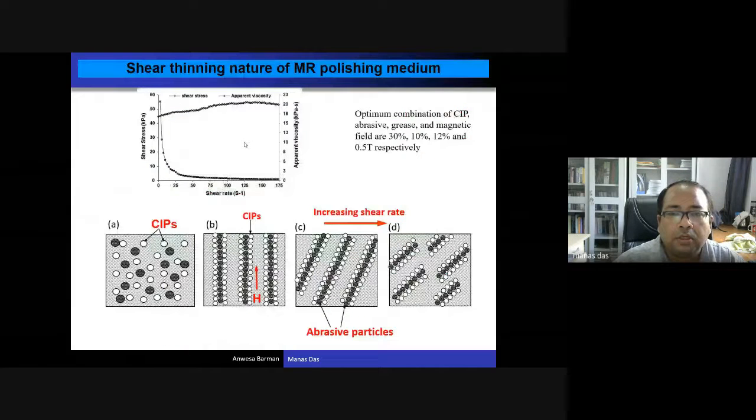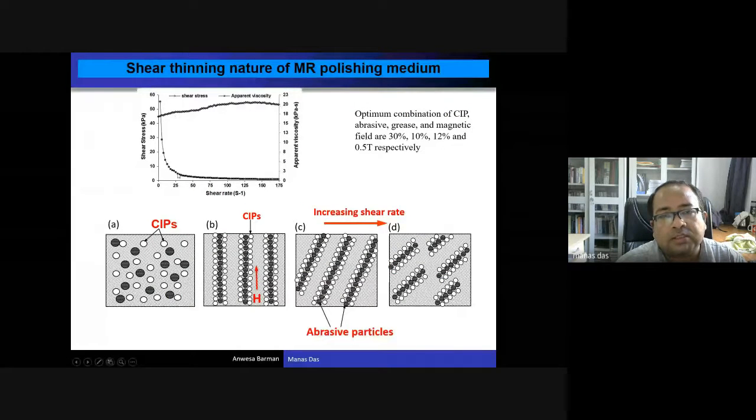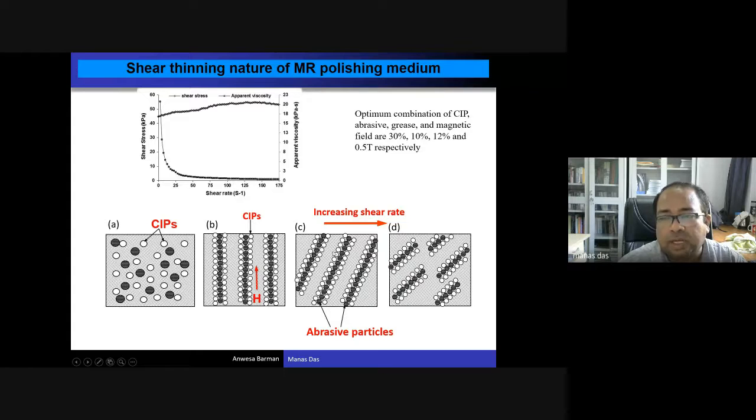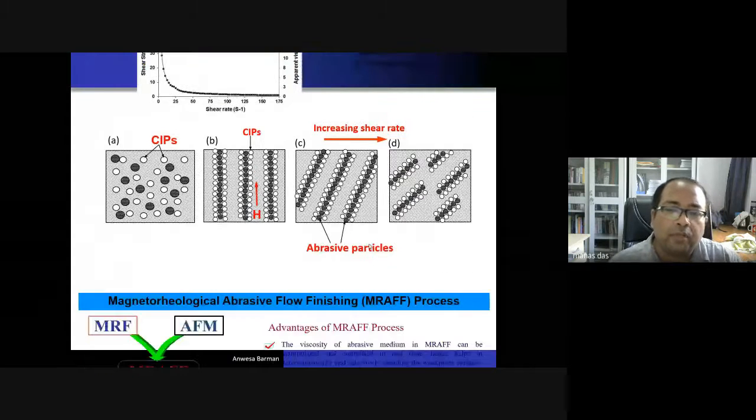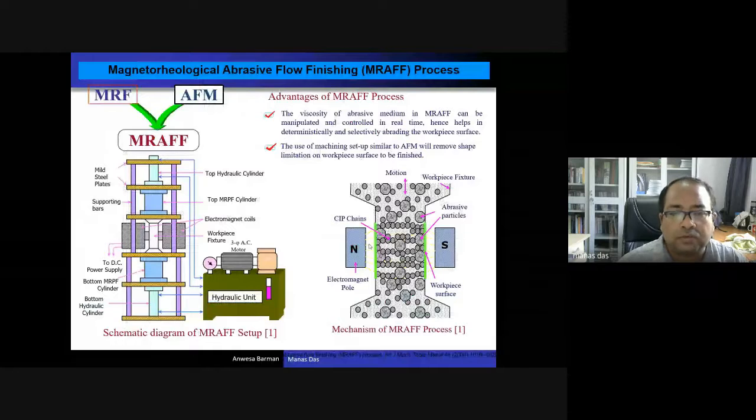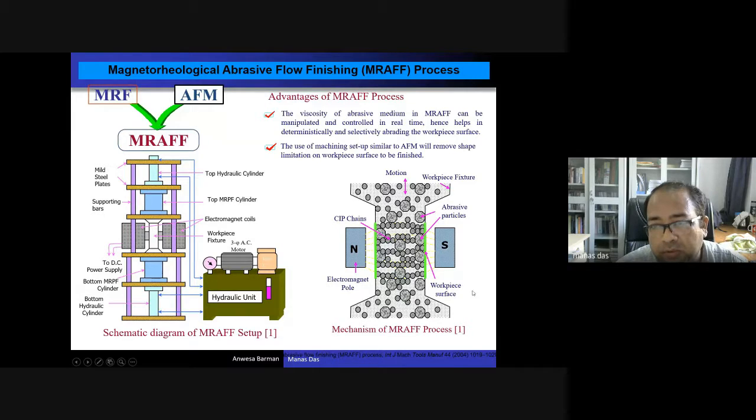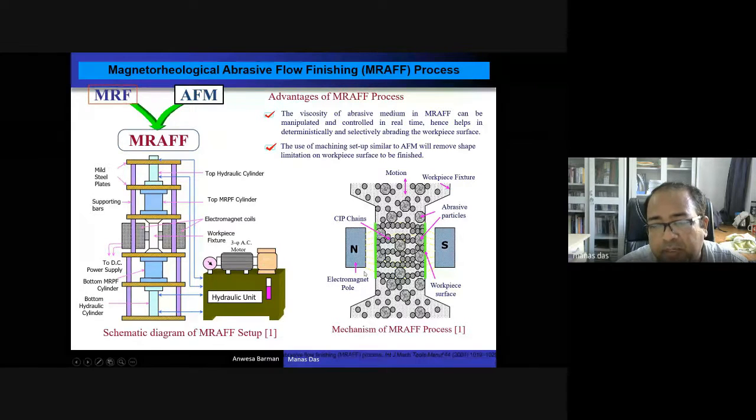With this, you can see the shear stress versus shear rate plot here. We have found that this is a shear thinning fluid. You can see the viscosity reduces with increasing shear rate, for the reason I already told earlier. So this is our finishing zone. You can see this is the finishing zone. In this zone only we are applying the magnetic field.